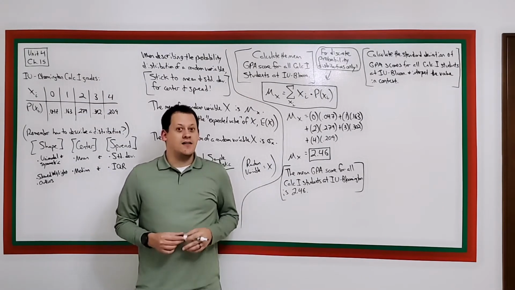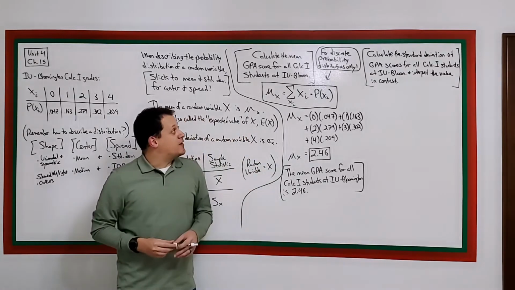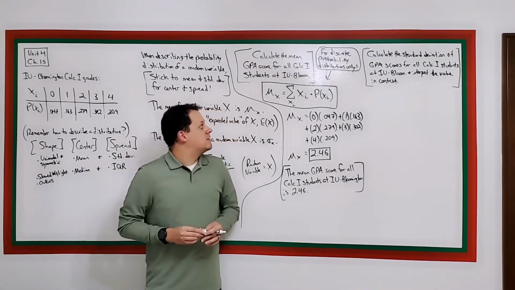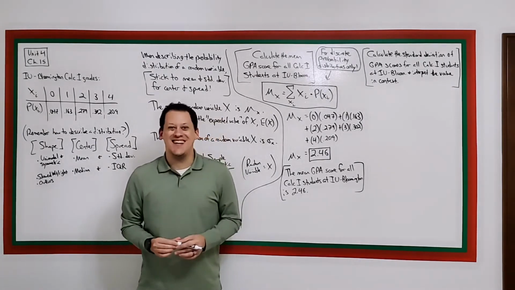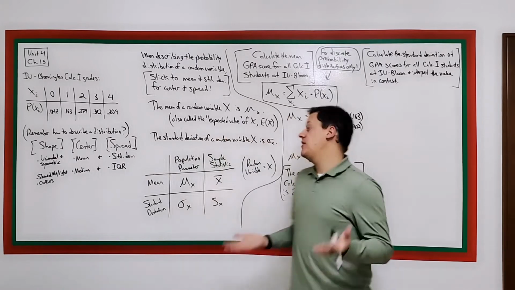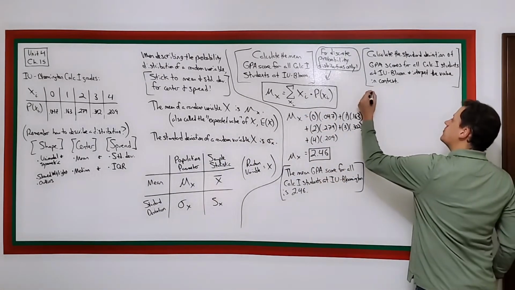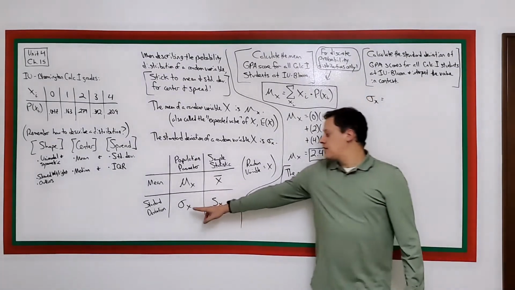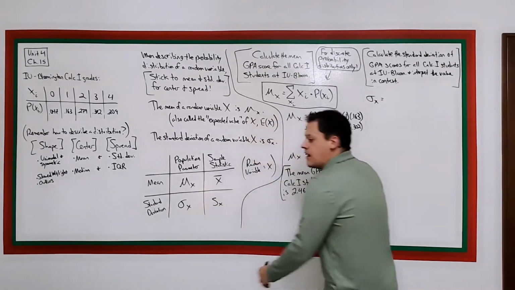Now that we know how to calculate the mean for a discrete probability distribution, let's see if we can calculate the standard deviation for all the GPA scores for the Calc 1 students at IU Bloomington and interpret the value in context. I remembered to write it this time. So, we're going to have to start with a formula for the standard deviation of a discrete probability distribution. Okay. Again, this is for a population standard deviation, so you've got sigma x.